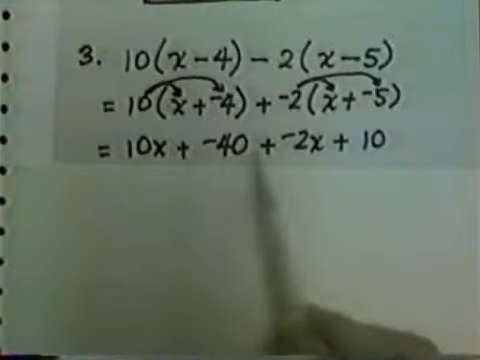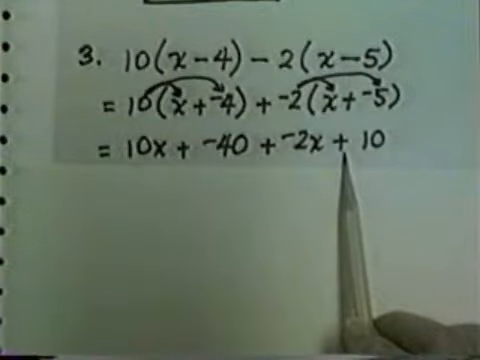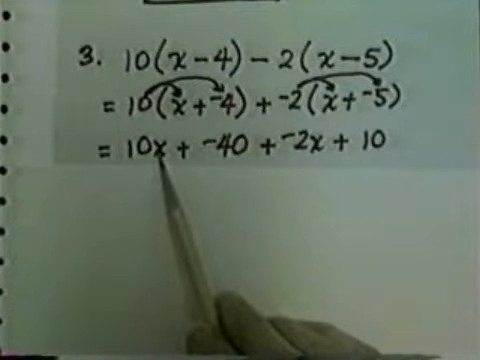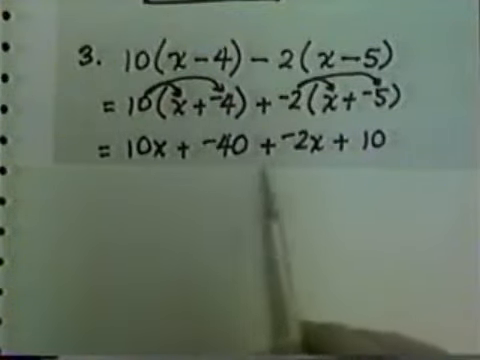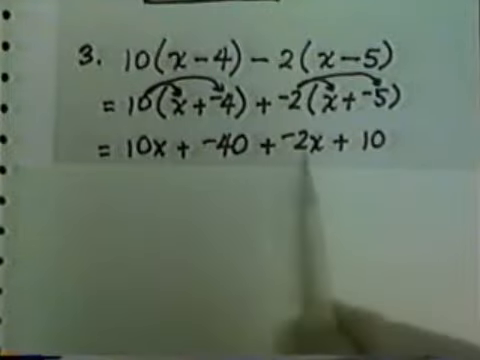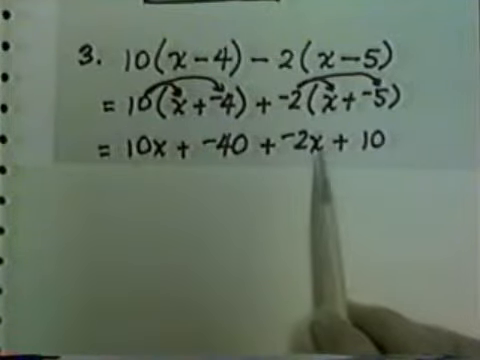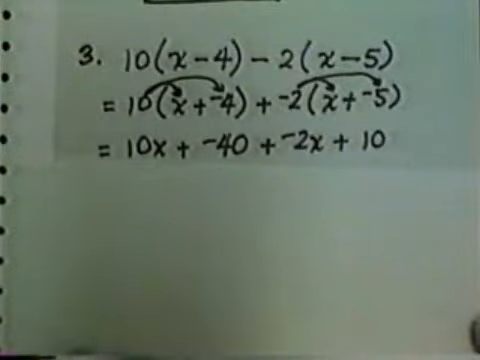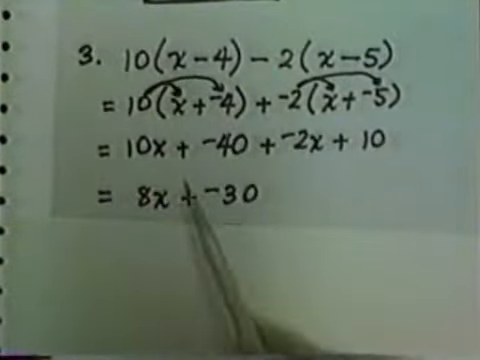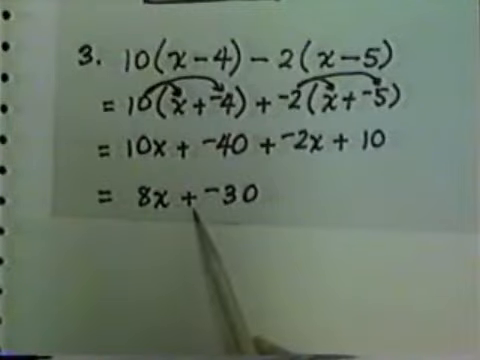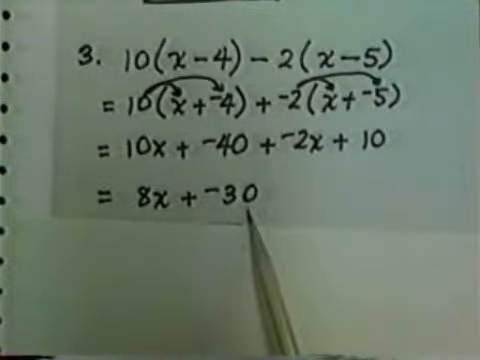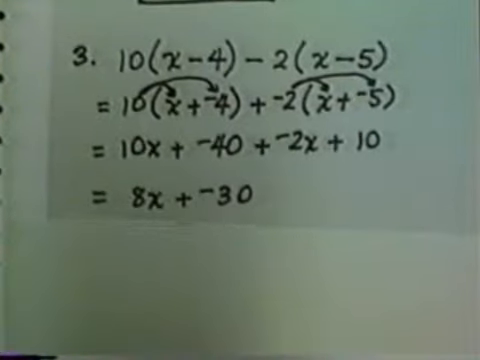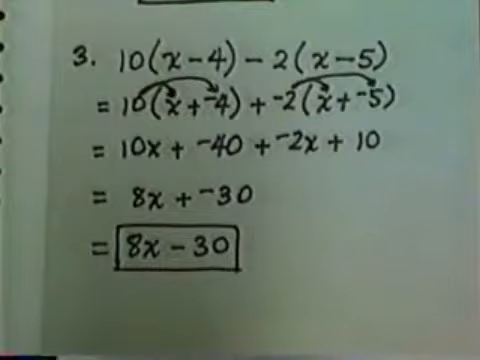Everything now is to be added. Therefore, we simply look for the like terms. 10x, a like term is -2x. Add 10x and -2x. -40, add 10, both constant terms. And so we get 8x plus -30. Then for the best form, we write 8x subtract 30 as our final answer.